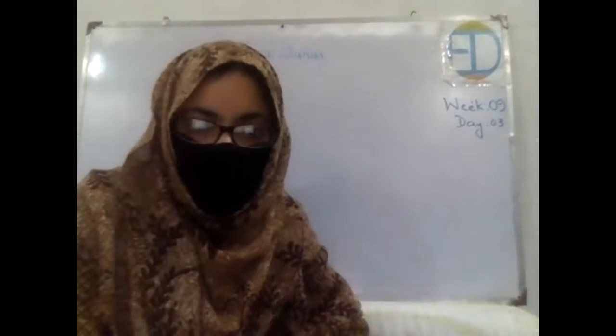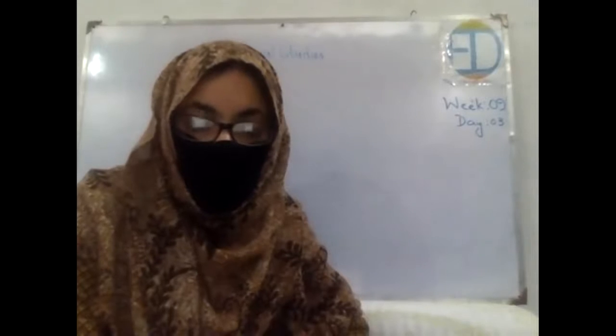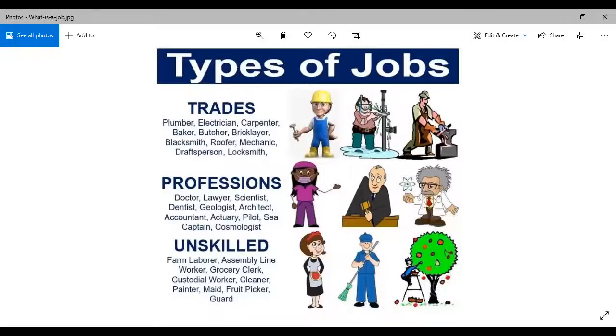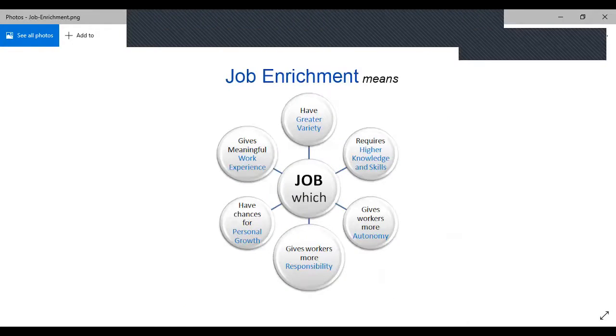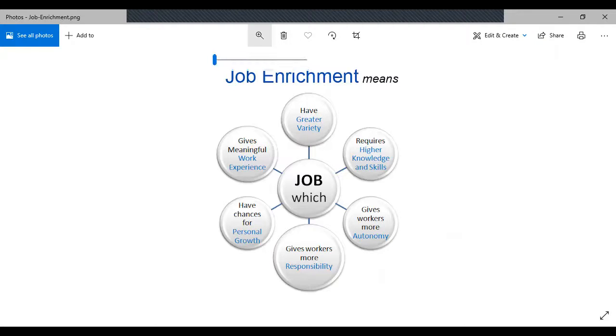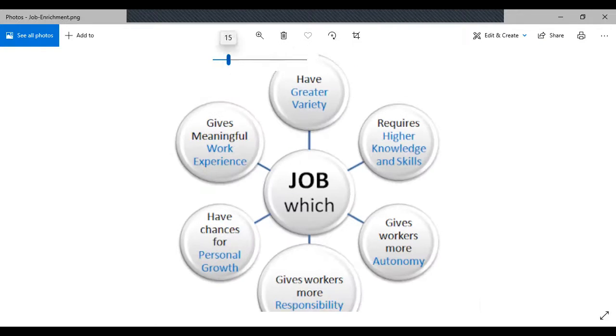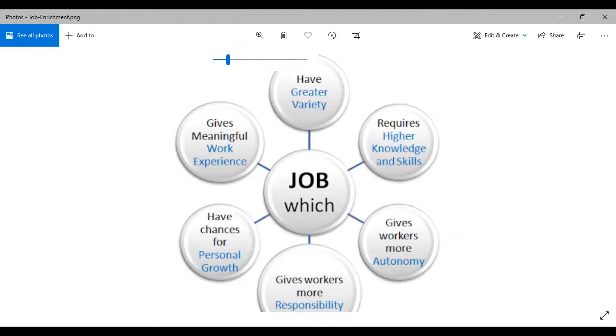Now I'm going to share the screen again and we will discuss what job enrichment means, or what type of jobs people usually approach. There is a lot we get from jobs, right? One of the basic needs is that we want to earn, we want to get money from that. Now there are some other things related to a job. You want to have greater variety, right? Then it gives meaningful work experience.